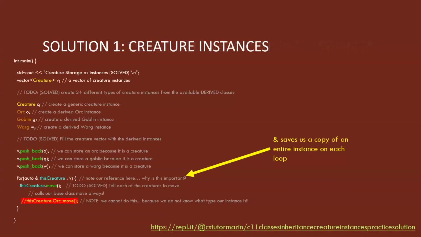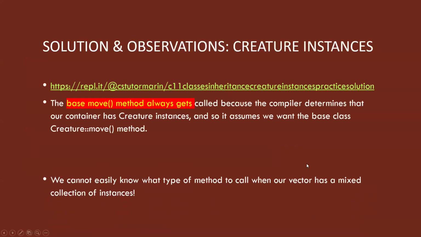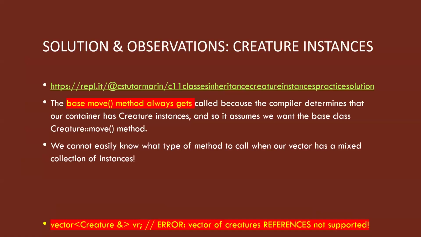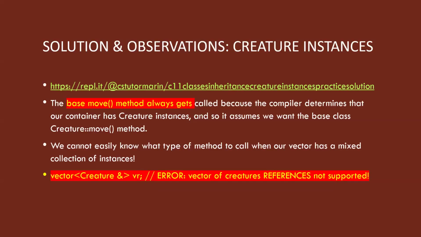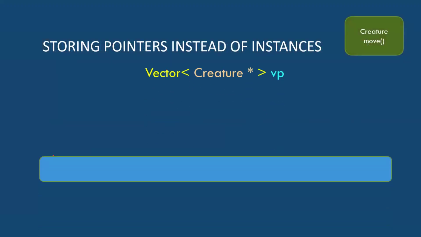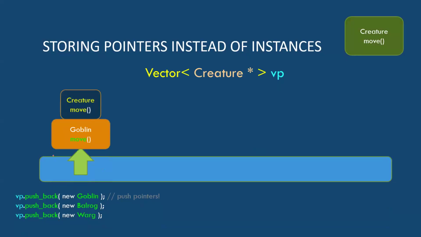So those are just small things. I think I covered these. We don't really know what kind of thing this is. And the other thing is we can't really collect references inside of a vector. We haven't talked about this too much, but you can't say creature ampersand. You can say creature star, but you can't say creature ampersand. So references in a vector are not going to help us out either. So let's switch over to pointers, because that's really where we want to be.